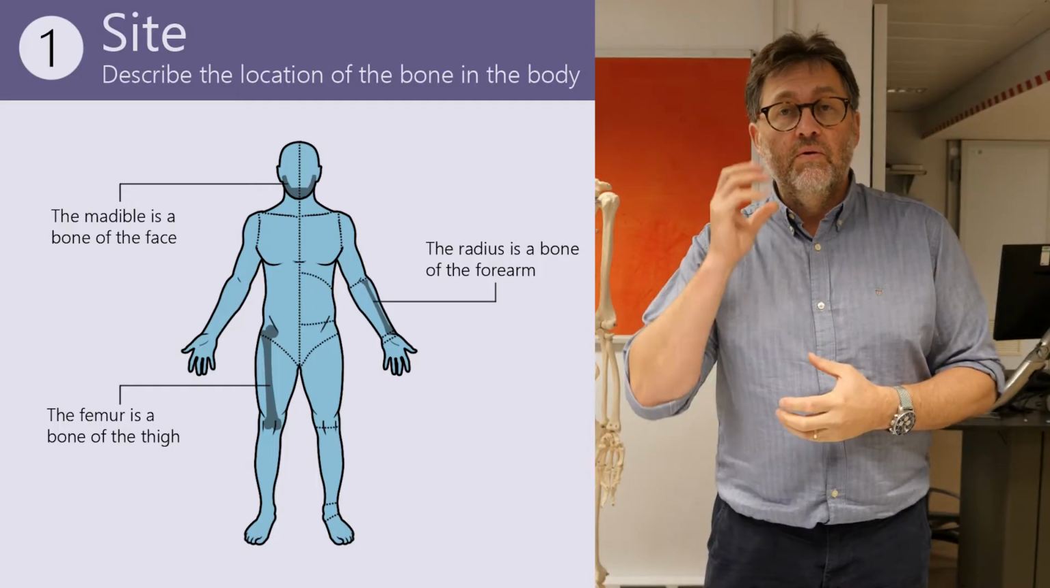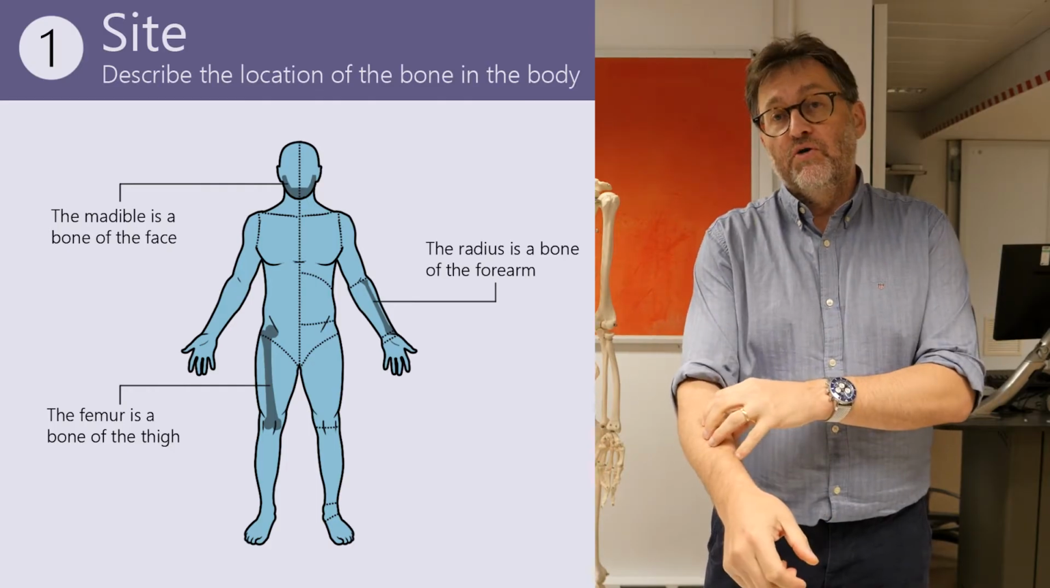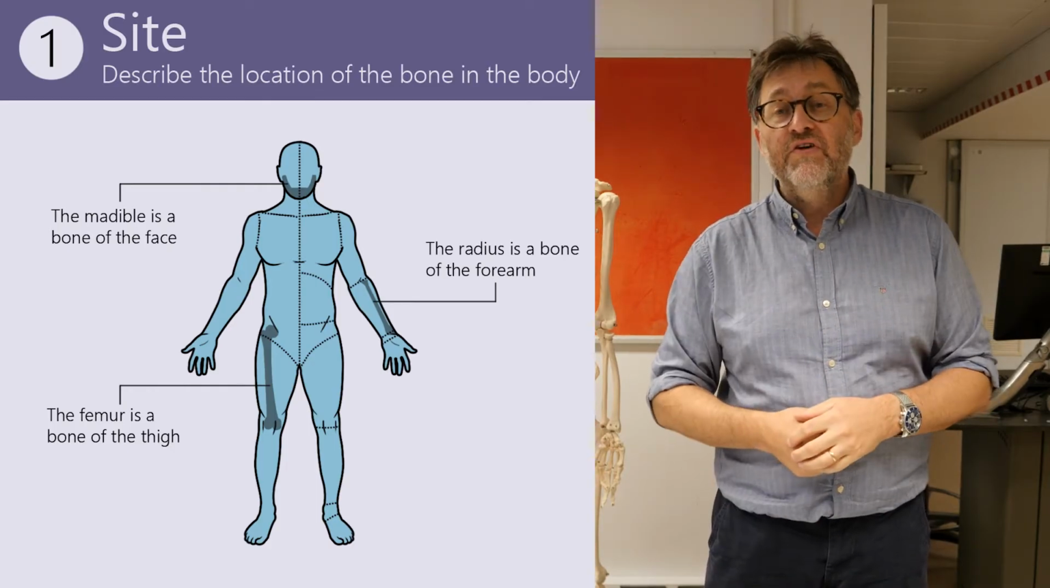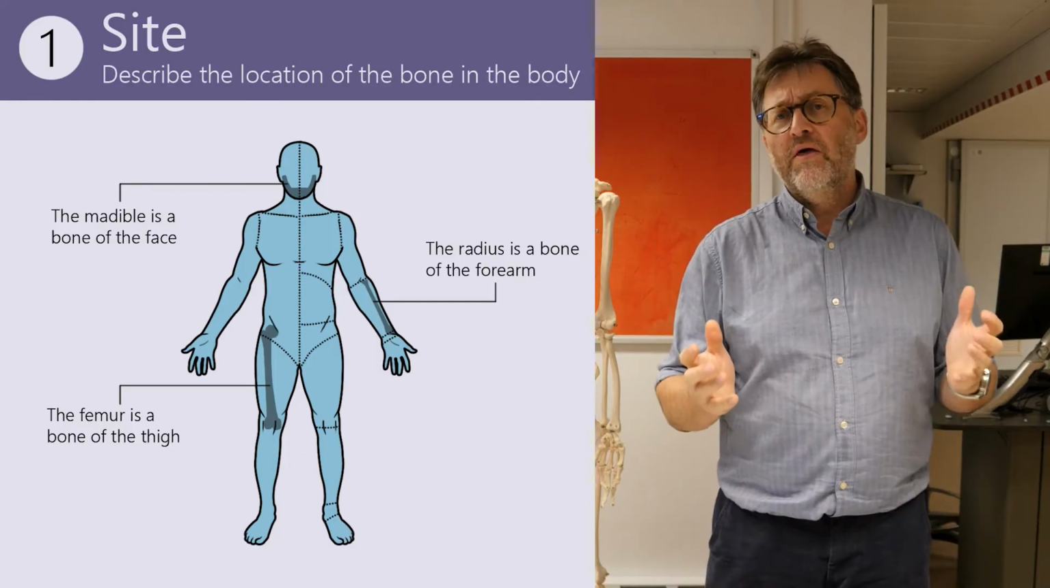Welcome to this short talk where we're going to teach you how to talk about bones. So specifically on bones, first of all, we want to know where that bone is, i.e. its site. The mandible is a bone of the face, the radius is a bone of the forearm, and the femur is a bone of the thigh. So we know where that bone is.